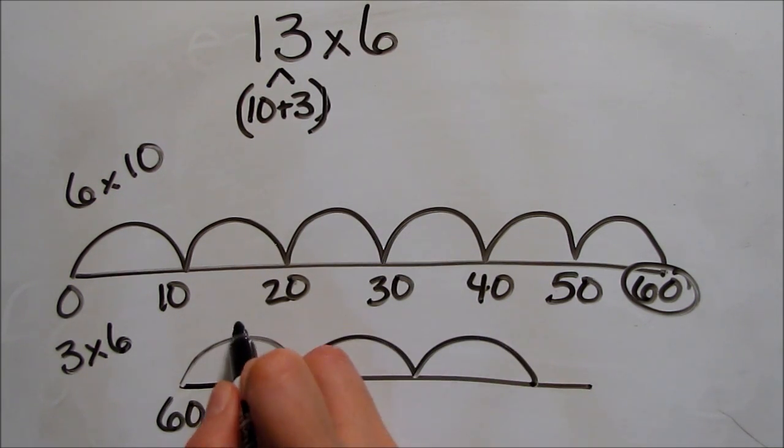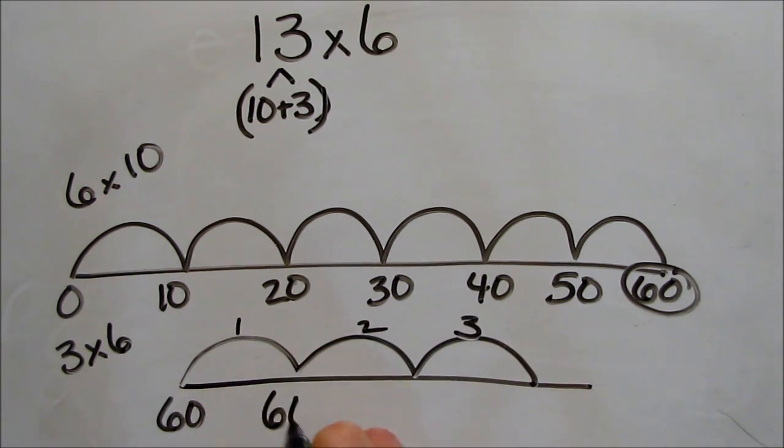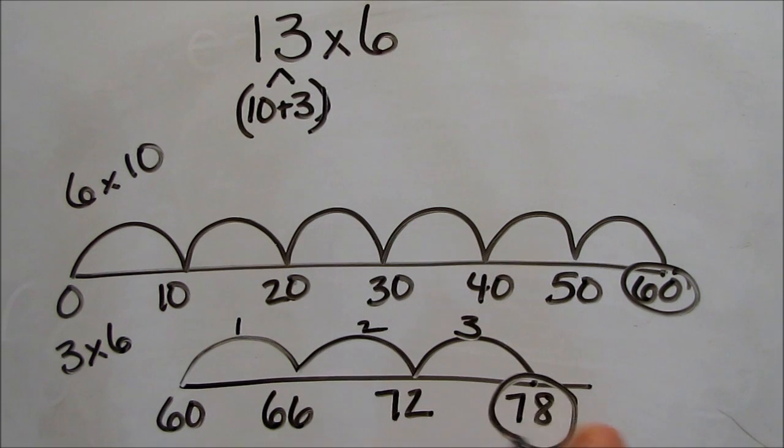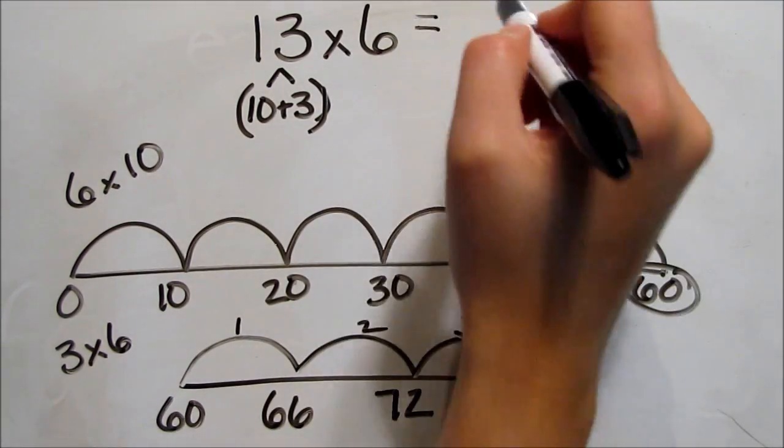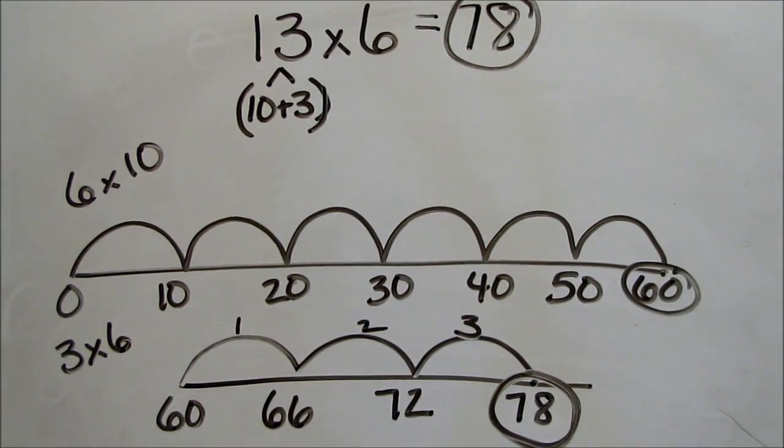60 plus 6 is 66. Add another 6 and you're on 72. And then the third 6 puts you on 78. So yes, 13 times 6 equals 78. Now, the more you work with number lines, the more ways you see to solve a problem. Let's try one more.